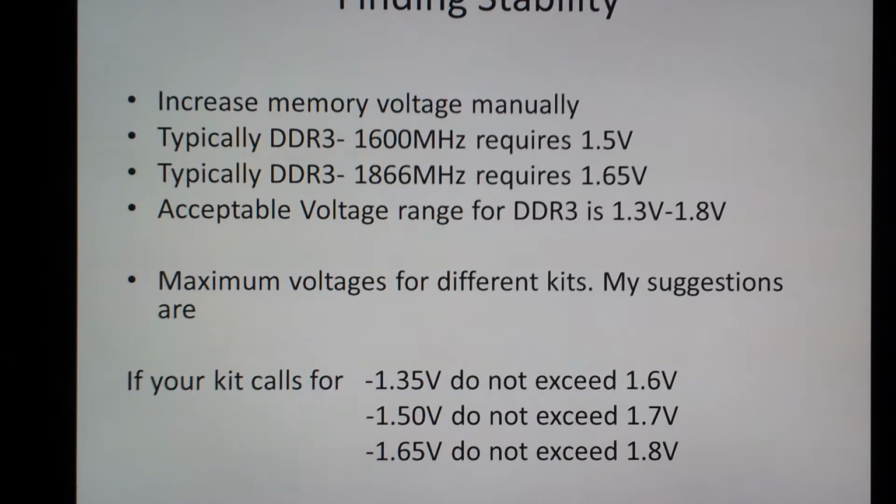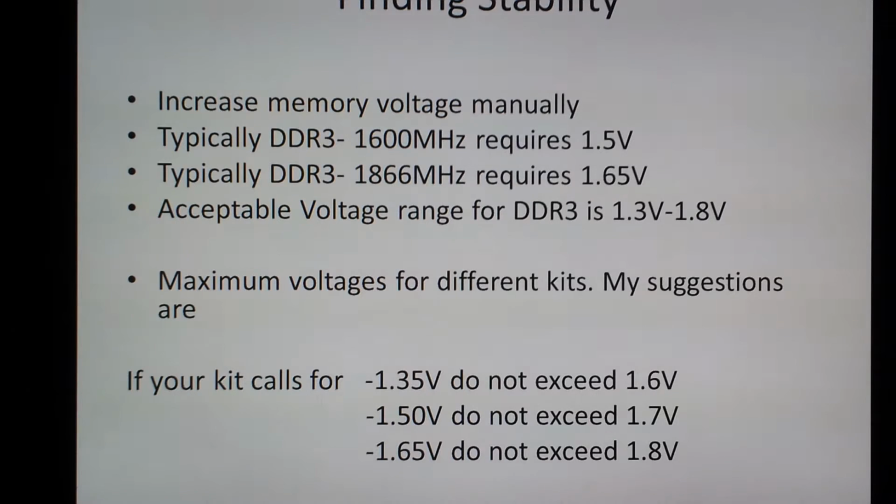Remember, we just talked about JEDEC and XMP. Typically, 1866 requires 1.65 volts. The acceptable voltage range for DDR3 is anywhere from 1.3 volts to 1.8 volts. Any lower, it won't run. Any higher, your memory's chips could start degrading and get cooked over time or right away. So it's not recommended you run voltages outside of these parameters.